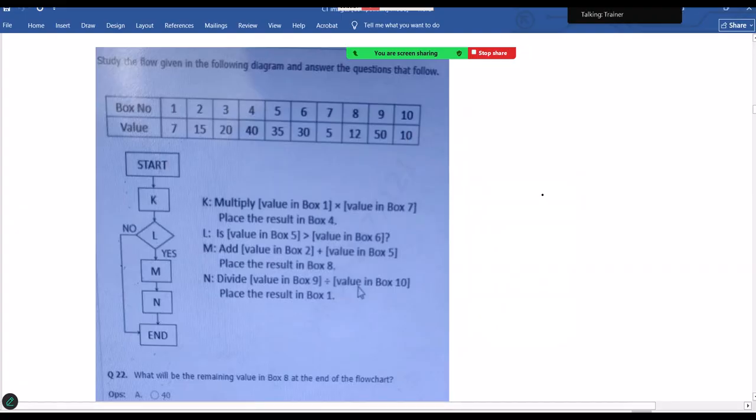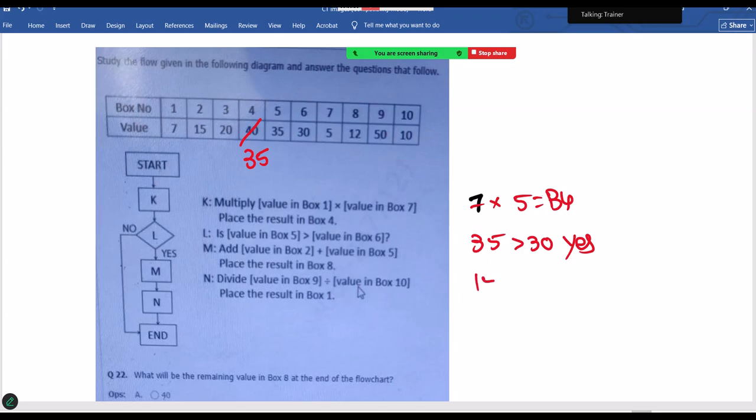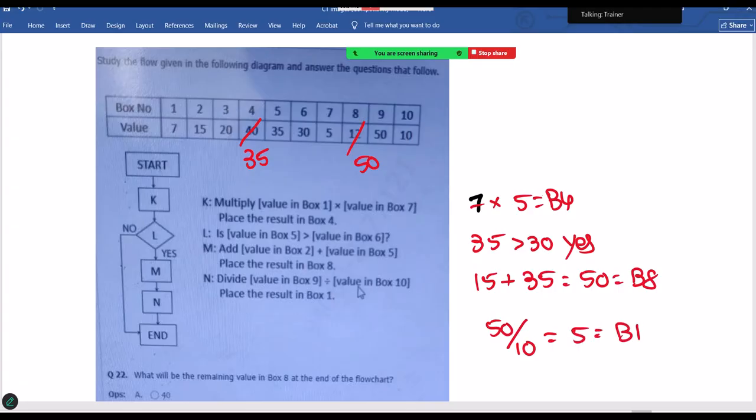Right, so box 1 is 7. Number in box 7 is 5. Put the result in box 4. Box 4 is updated to 35 now. Next, box 5 value 35. Box 6 value 30. It's true only. Then box 2 is 15, box 5 is 35. The result should be added to box 8. Then box 9 divided by box 10. The result is to be updated to box 1.